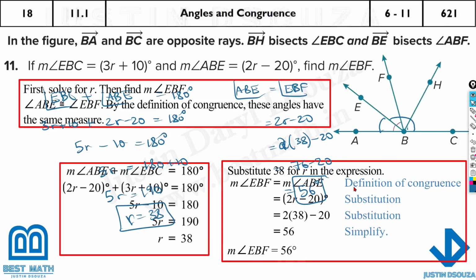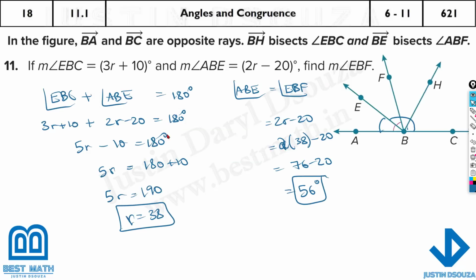Please make sure you write the steps. Don't just write the answer directly. Write the steps. This is step 1, finding the variable. Step 2 is finding the measure of EBF. And over here we have to mention these both are equal. So we find 2R minus 20, that is equivalent to EBF. Now in your exam, the given information might change. Look carefully at what is given and then look at the question and then solve it step by step.